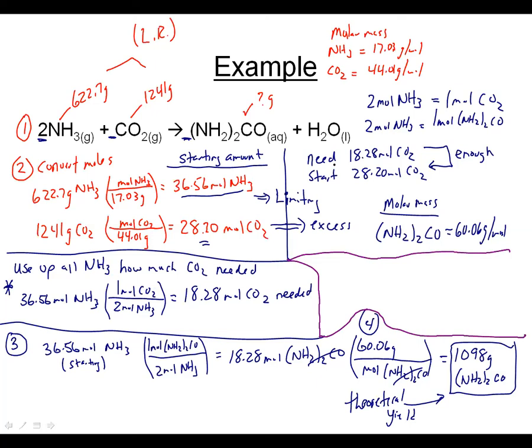Now, we could do that right here. Since the CO2 was our excess reagent, we know that the leftover of our excess, which was our CO2, we know that we started with 28.2 moles of it. We needed 18.28 moles to do this reaction, which was right here what we calculated.